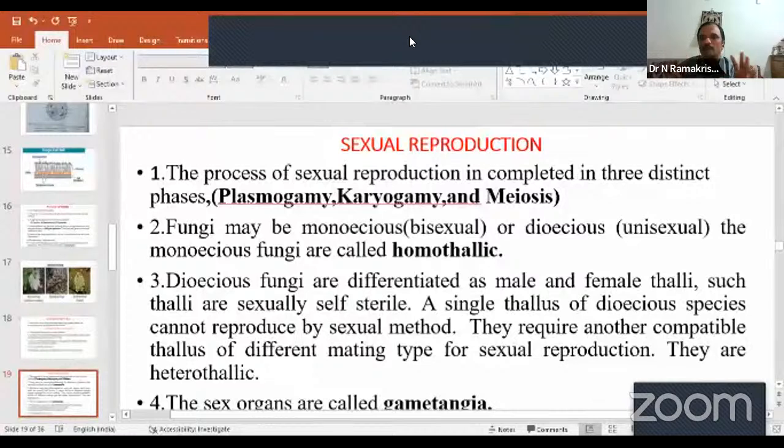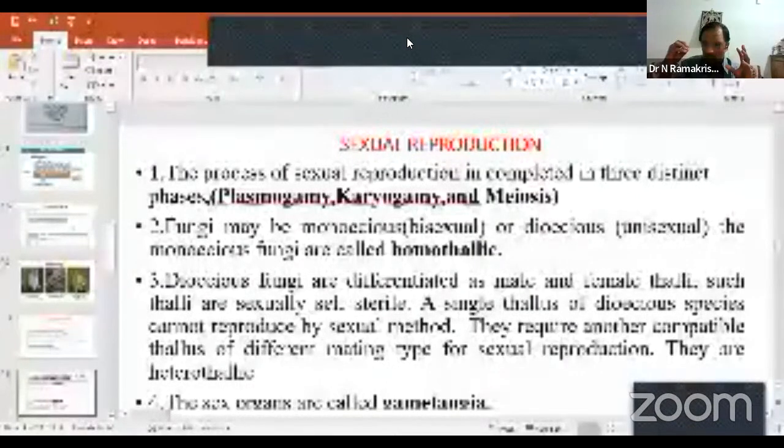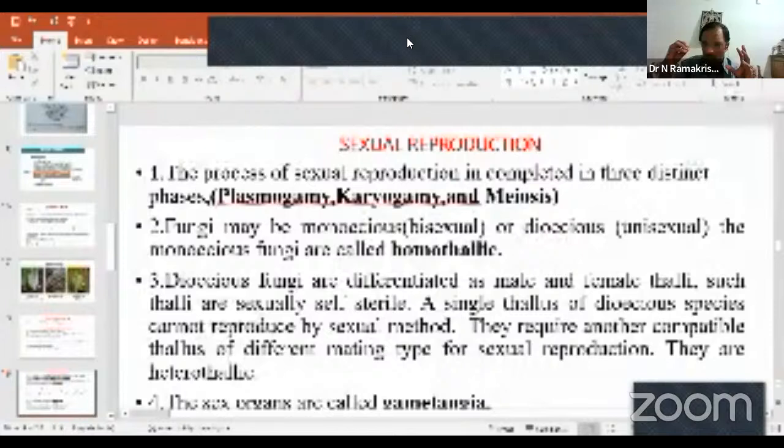Second one, anisogamy. Anisogamy means here we see one is a male reproductive organ and the other is a female reproductive organ. The male reproductive organ gives the material, and the female reproductive organ absorbs it. We call that anisogamy. The third one is oogamy. Oogamy means the male reproductive organ gives the genetic material, and the female reproductive organ only absorbs. There is no movement in the female reproductive organ. These are the gametic reproduction systems.